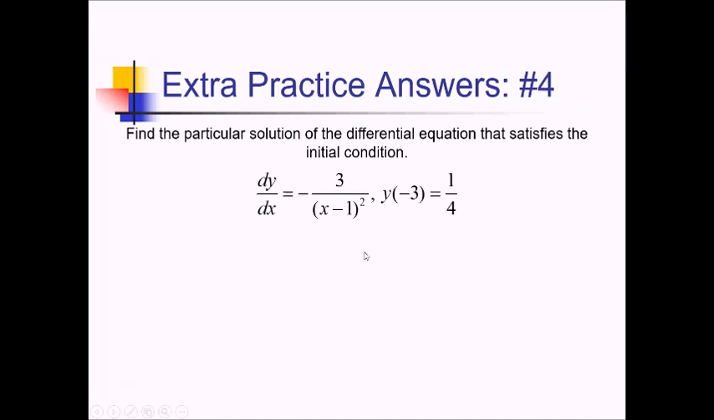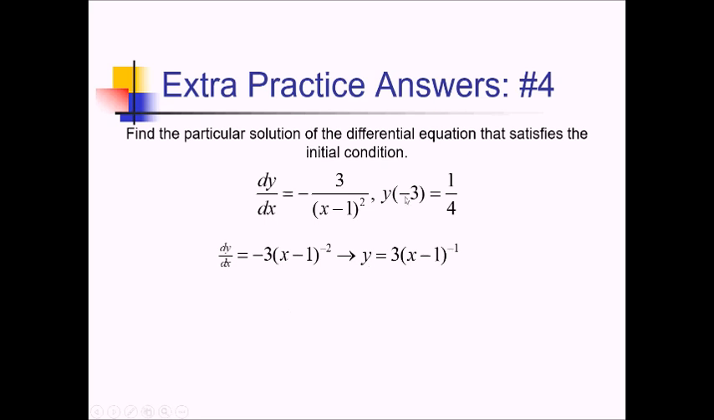For this one, we're trying to find the particular solution for this differential equation. So we'll start by taking the antiderivative, and I think we can make our life a little bit easier if we rewrite this as negative 3 times x minus 1 to the negative 2 power. And now I can use my reverse power rule. So this bumps up to a negative 1. Dividing by that, this becomes a positive 3, x minus 1 to the negative 1 power.